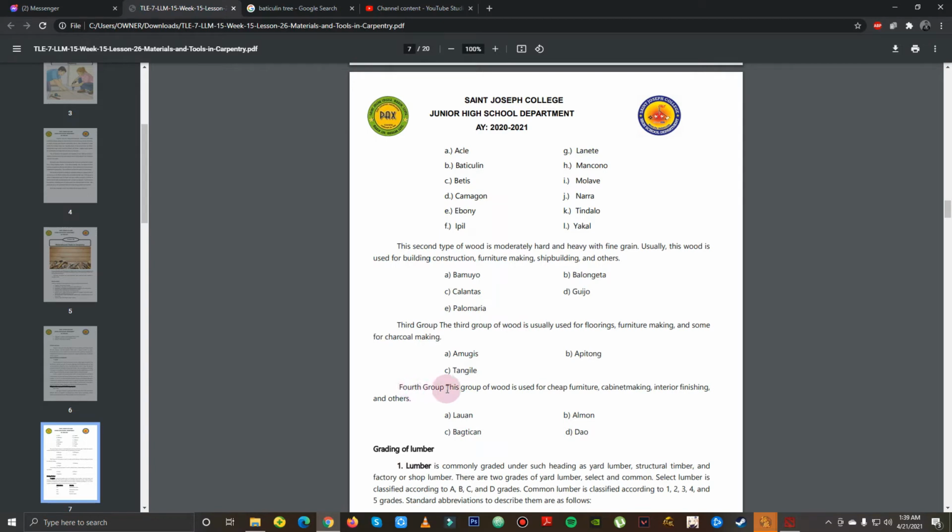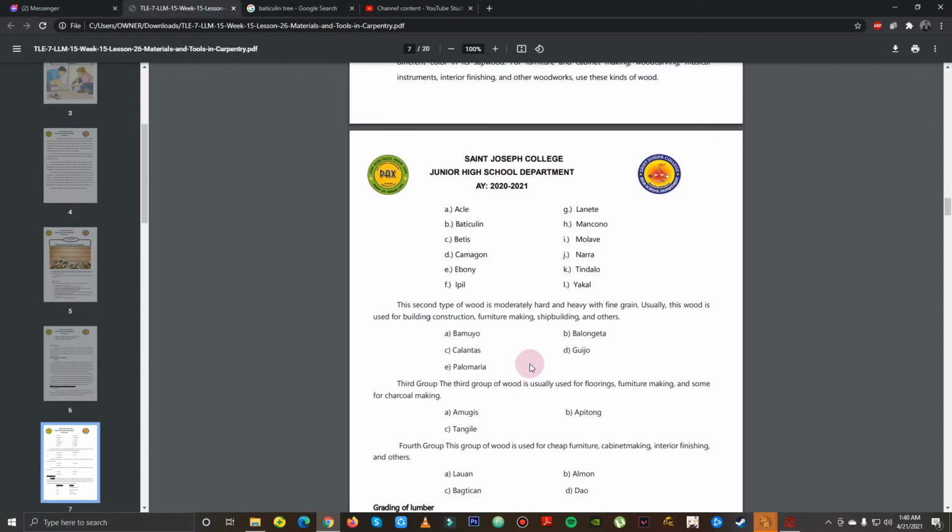Next is the fourth group. This group of wood is used for cheap furniture, cabinet making, internal frames, and others. So kini cheap furniture, pasabot ani mura siya baratohon ni siya of kind of wood. Murag mao ni pinaka low grade type of wood, which is lawan, bagtikan, almond, and daw. Okay?